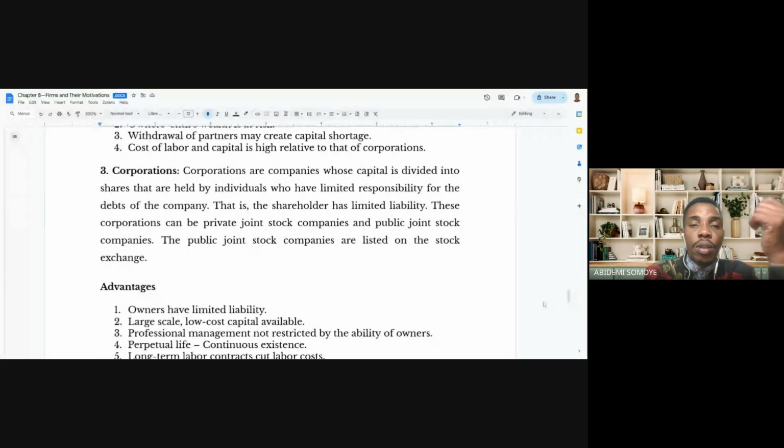Number three, corporations. So you have sole proprietorship, you have partnership, you also have corporations. Corporations are companies whose capital is divided into shares that are held by individuals who have limited responsibility for the debts of the company. That is, the shareholder has limited liability. These corporations can be private joint stock companies and public joint stock companies. The public joint stock companies are listed on the stock exchange.